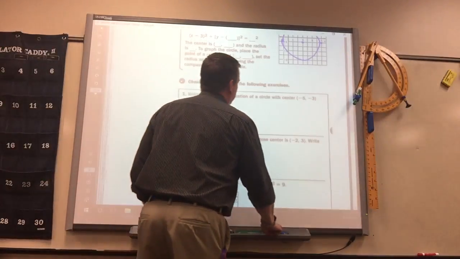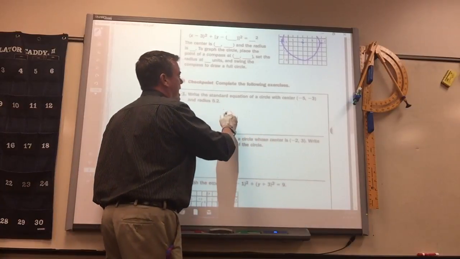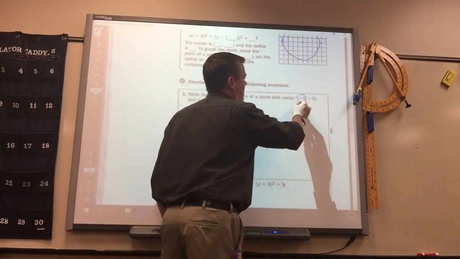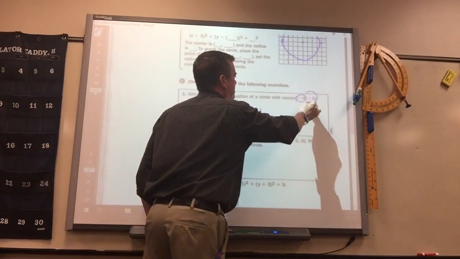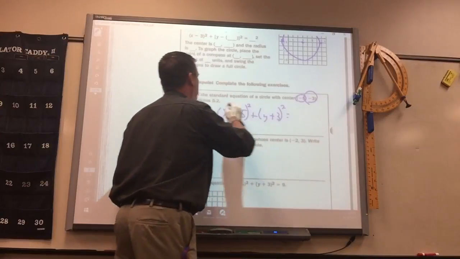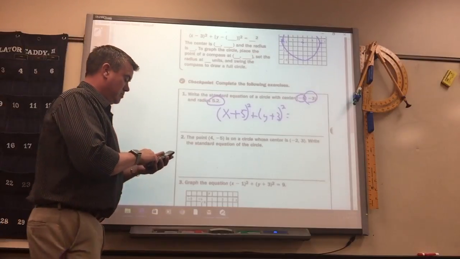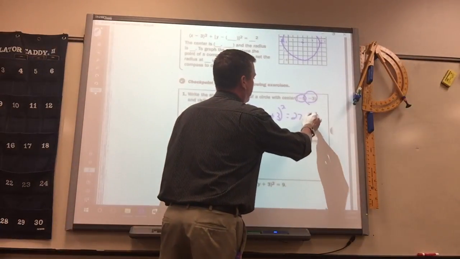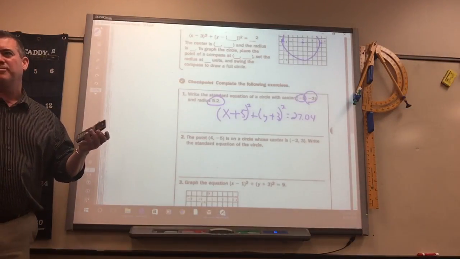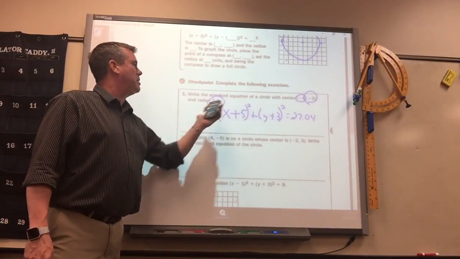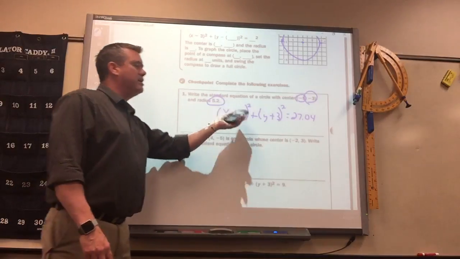Okay, so these are the simplest. Write the standard equation of a circle. X minus a negative 5 makes plus 5. Plus y minus positive 3 equals that squared, 27.04. Now, we've got a test coming up Wednesday. There's 2 problems just like this on the test for the circles. You'll have the center and you'll have the radius, and you got to write the equation.